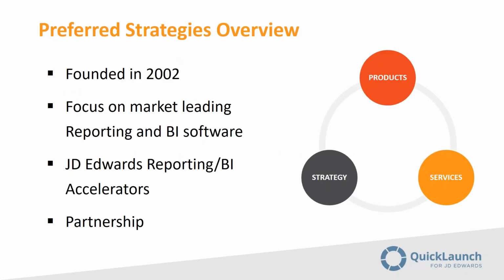So Preferred Strategies, we've been around since 2002. I'm Adam Krieger, the founder of the company. I used to work for a JD Edwards customer and then started Preferred Strategies in 2002 to really help JD Edwards customers figure out how to get information out of the system. So that's our sweet spot: we focus on JD Edwards ERP as a data source, but we focus on reporting and analytics and business intelligence as a service.